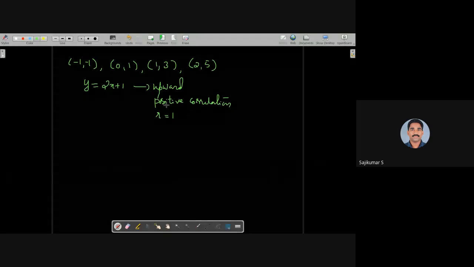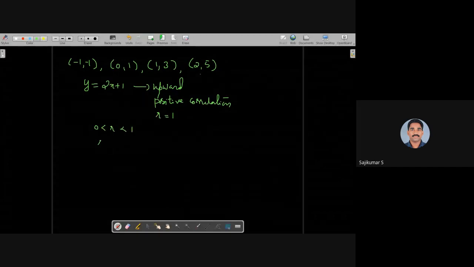And if we change the first point to -1, 1, then the next 3 points are lying on the straight line 2x plus 1, and the first point is slightly deviating from the line. Then you cannot have r equal to +1. So there is a deviation from r equal to +1, and we are measuring how much deviation there is from the perfect positive correlation, between 0 and 1.